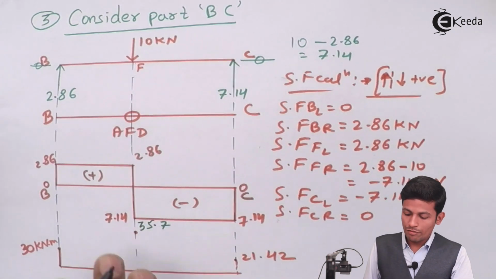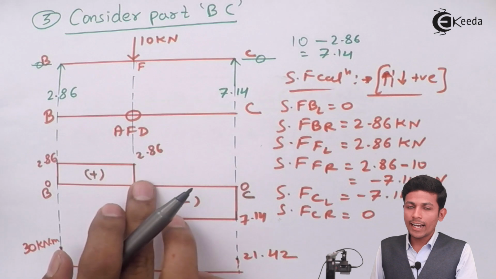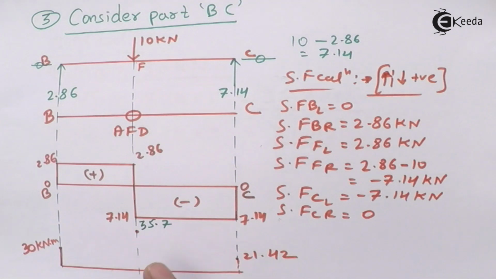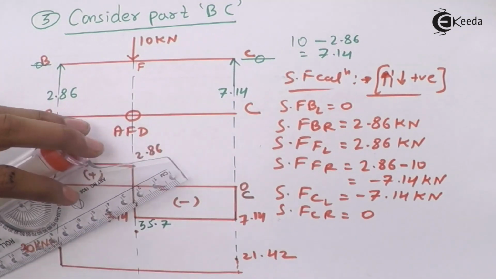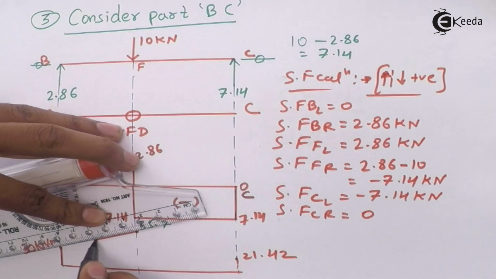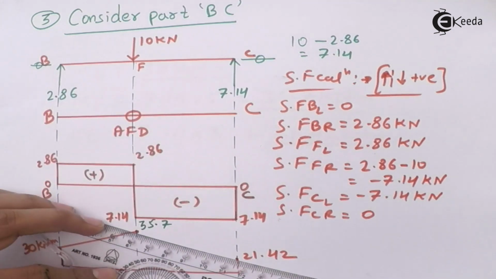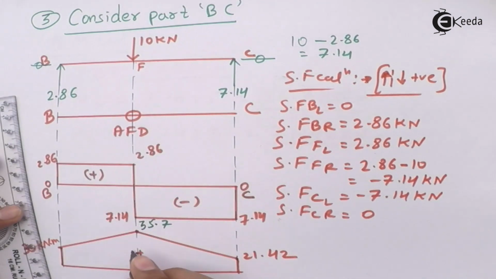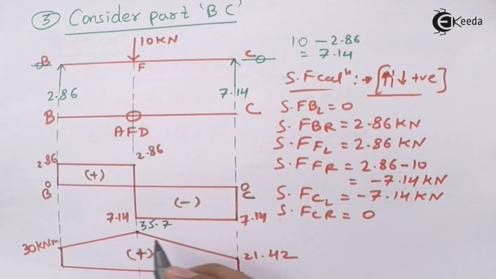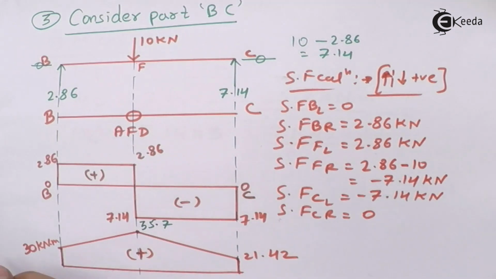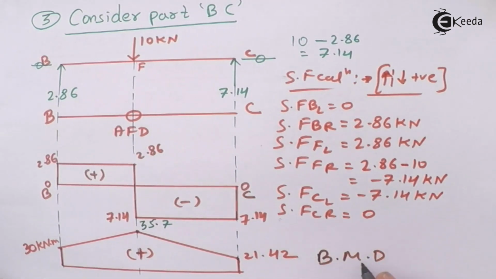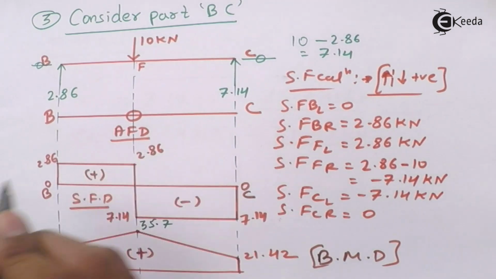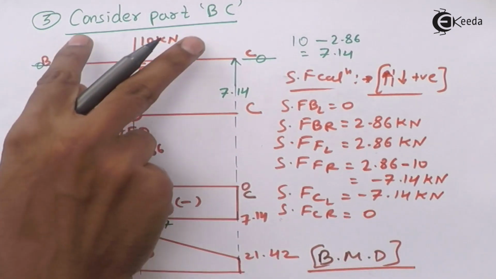If the shear force diagram is a straight line, then in the bending moment diagram it is an inclined line. It will come like this. This is positive, outside the frame. This is your bending moment diagram, this is your shear force diagram, and this is your axial force diagram. Now we are done with the part BC.